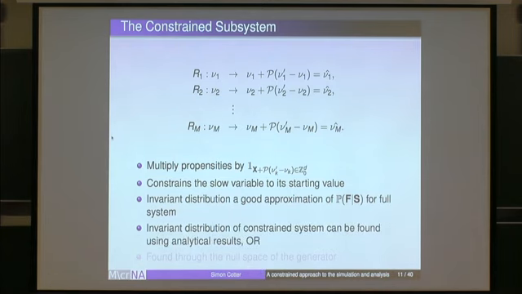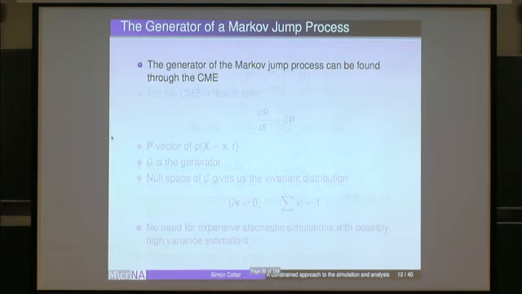Once we've created this system, we can do a number of things. We could simulate it, which would still be expensive, or we can use analytical results, which I'll talk about a little bit later on, or we can create the generator for this particular system and find the invariant density through the null space of the generator.